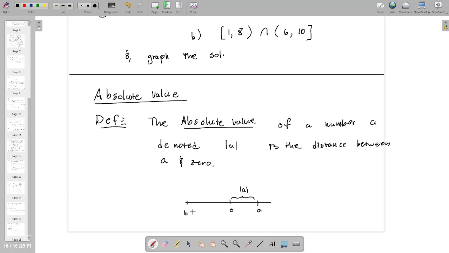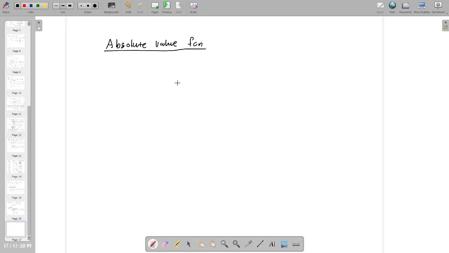Suppose b is to the left of 0, so b is a negative number in this case. This distance is the absolute value of b. It's still a positive number. The absolute value function is actually a piecewise defined function. Let's just use a for now. So this will be negative a if a is less than 0, and a if a is greater than or equal to 0.